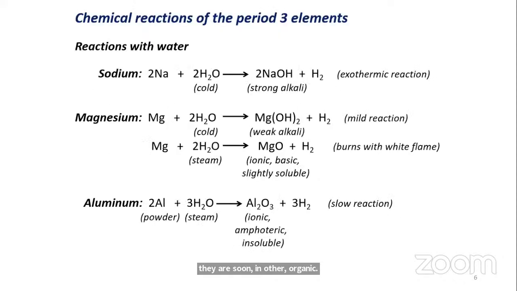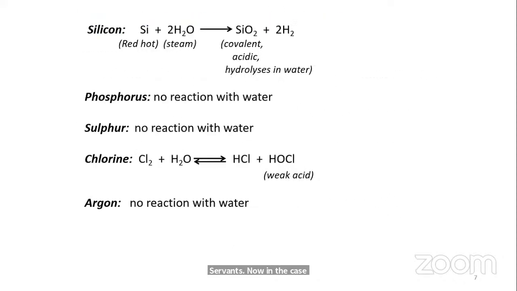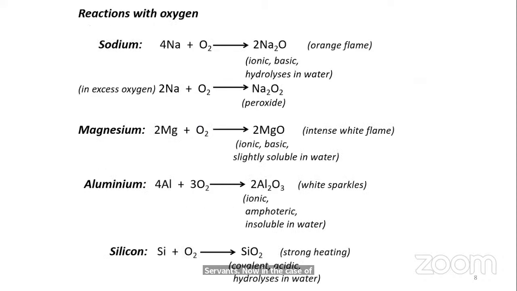Now, in the case of aluminium, aluminium reacts with oxygen again to give us aluminium oxide, which gives white sparkles. Aluminium oxide is amphoteric, even though the bonding is ionic, and it is insoluble in water. The formation of aluminium oxide occurs generally when you expose aluminium to oxygen. If you expose aluminium to air, you have the formation of aluminium oxide, and that is the white dust.